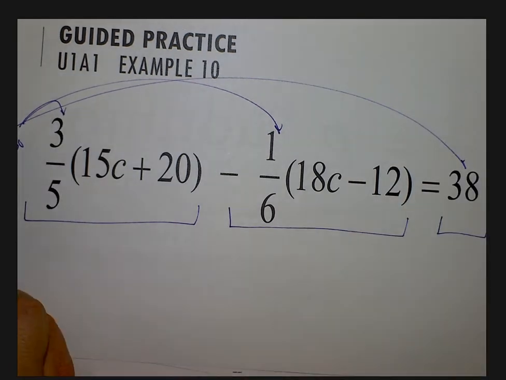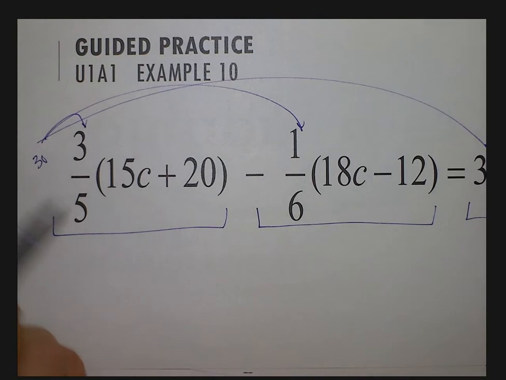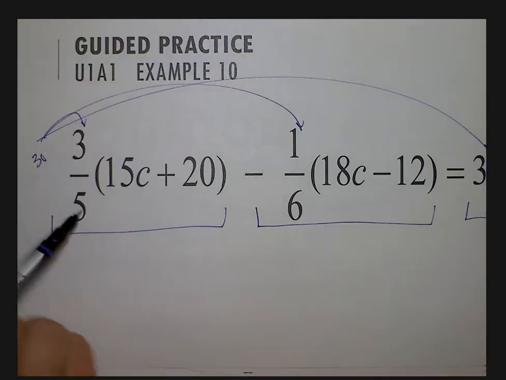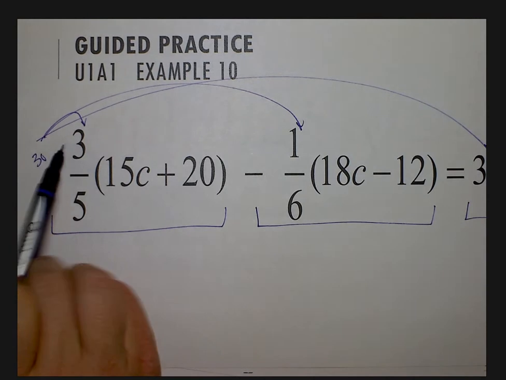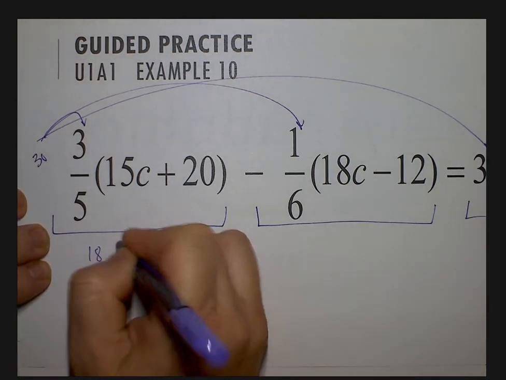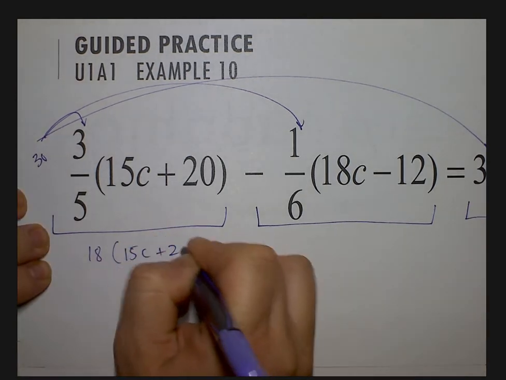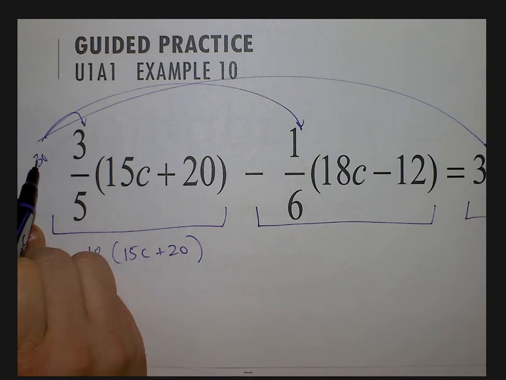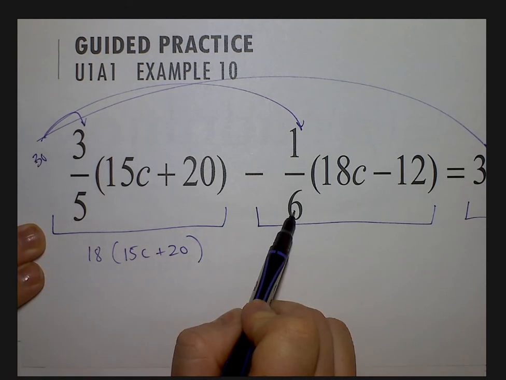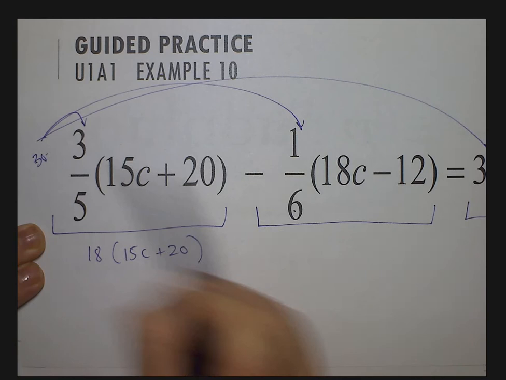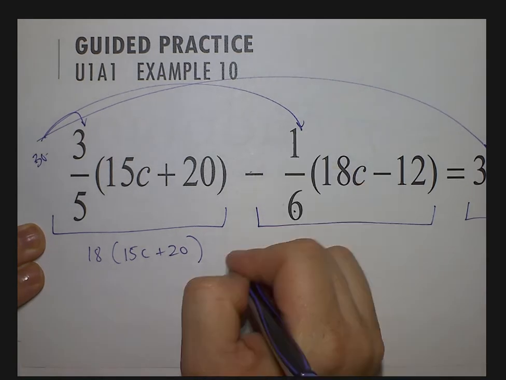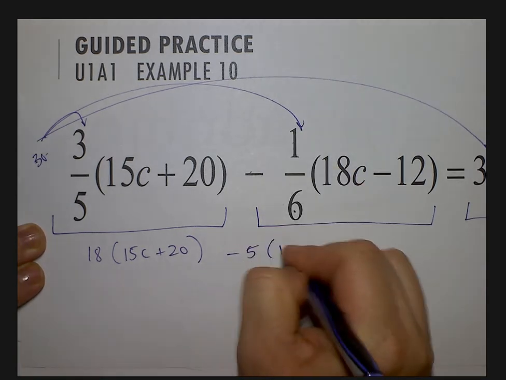What does 30 divided by 5 reduce to? Okay, again, 30 divided by 5 is 6, and 6 times 3 is 18. And 30 divided by 6 is? 30 divided by 6 is 5, and 5 times negative 1 is negative 5.